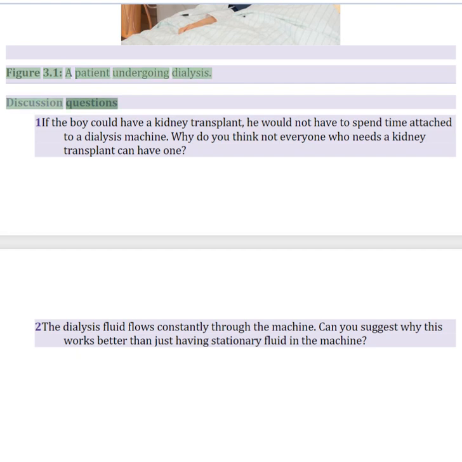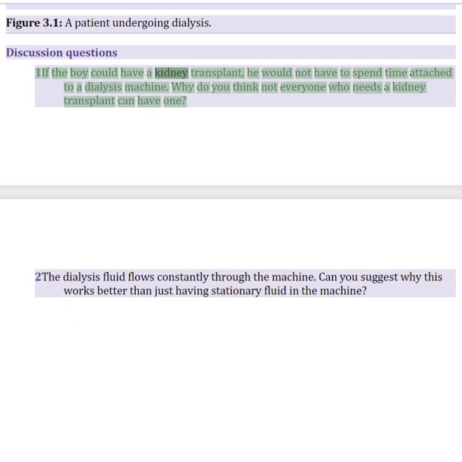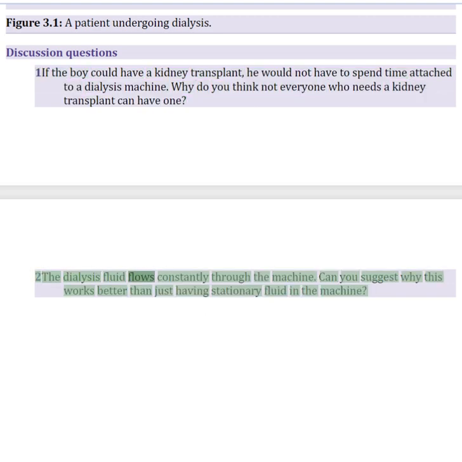Discussion questions. 1. If the boy could have a kidney transplant, he would not have to spend time attached to a dialysis machine. Why do you think not everyone who needs a kidney transplant can have one? 2. The dialysis fluid flows constantly through the machine. Can you suggest why this works better than just having stationary fluid in the machine?